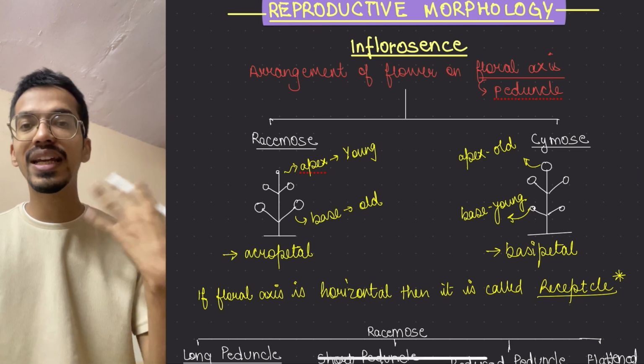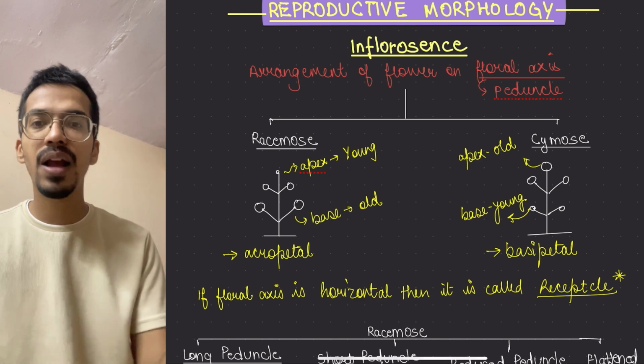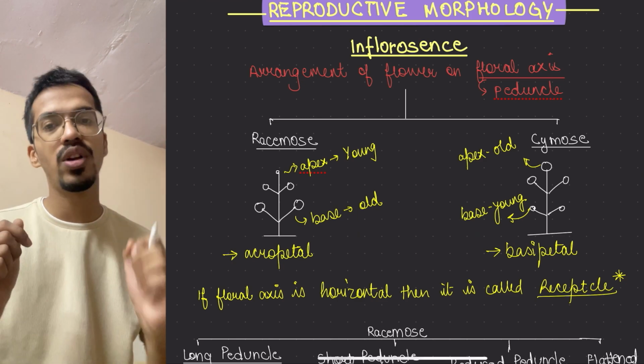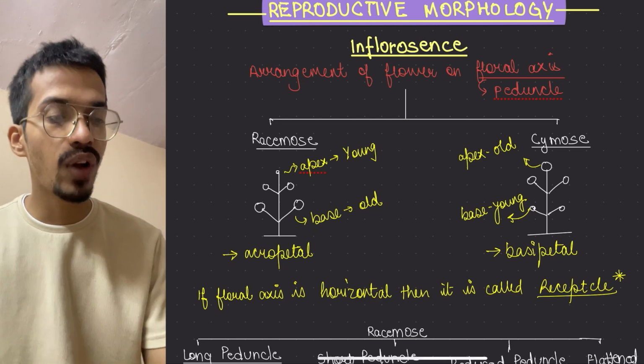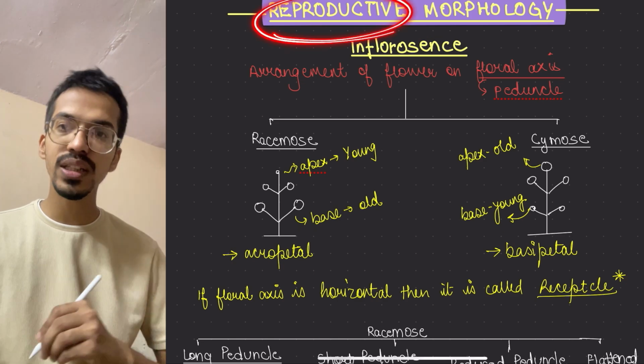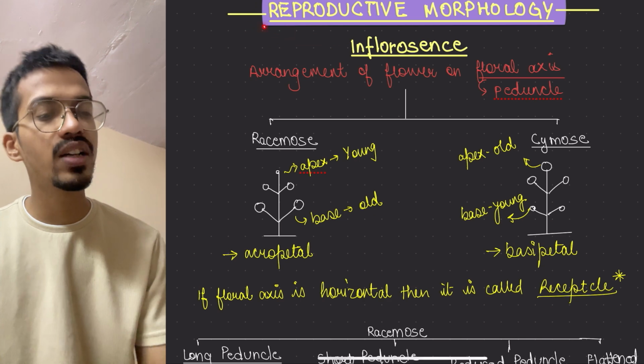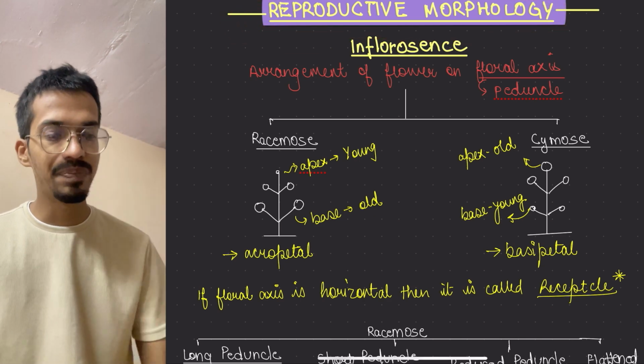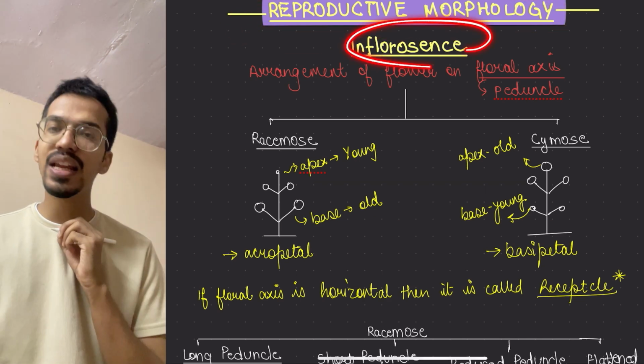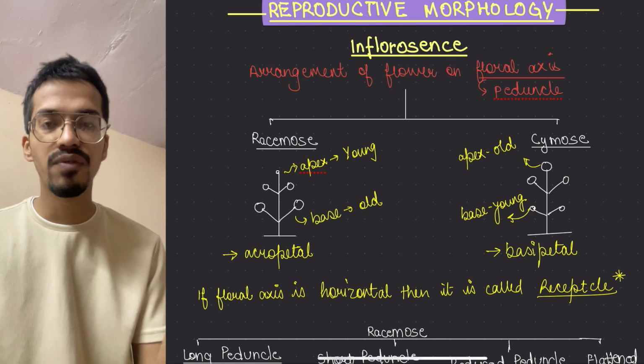Now you know that in an angiospermic plant, another feature present on it is the flower. So the flower is what? It's the reproductive organ. So it is the reproductive morphology category that we're going to be studying. The first thing that we're going to study is the inflorescence. What is the meaning of inflorescence?